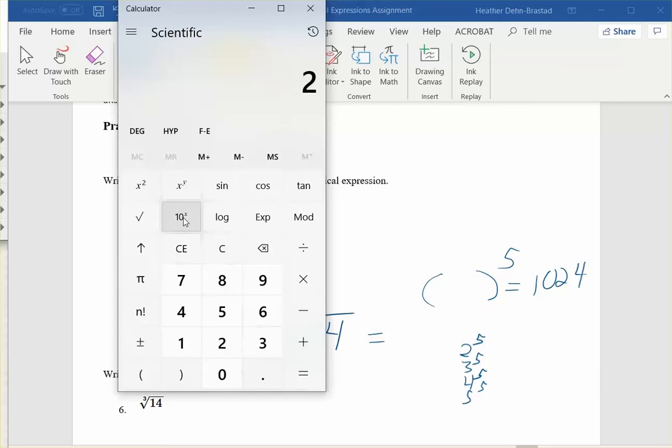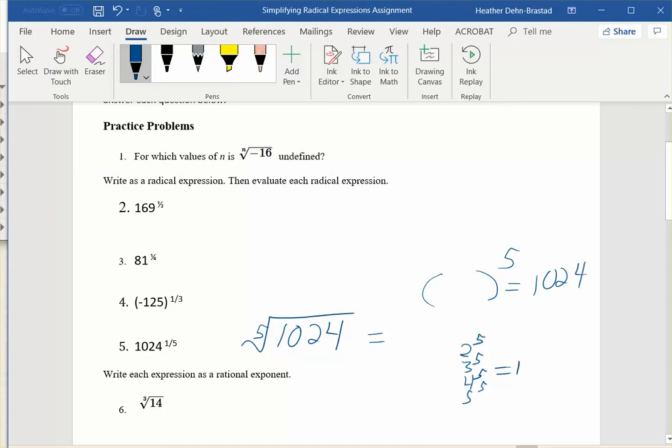So 2 to the 5th is going to be too small. That's 32. 3 to the 5th is 243. 4 to the 5th power is it. 4 to the 5th power is equal to 1024. So 4 is the number that's in there. So when you evaluate, the 5th root of 1024 is equal to 4.